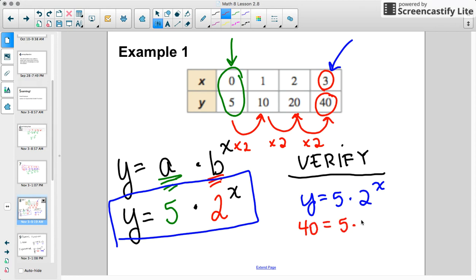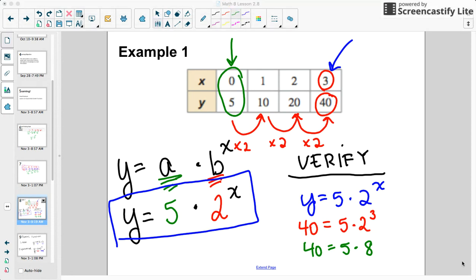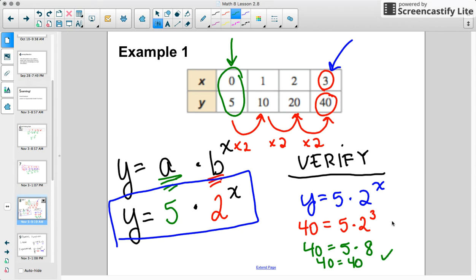And I'm going to rewrite the other stuff from my general rule, raised to the power of x. And my x value in this case is 3. Okay, and then you'll show each step of the way solving it. So this is 5 times 2 to the power of 3 is 8. And then we've got, so 40 equals 40. And there's your verification. Okay, and when you're doing a criterion B investigation, you're always going to want to verify at least 3 times. That's a proper verification.